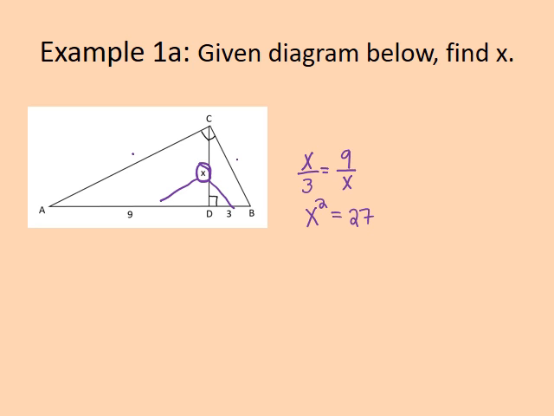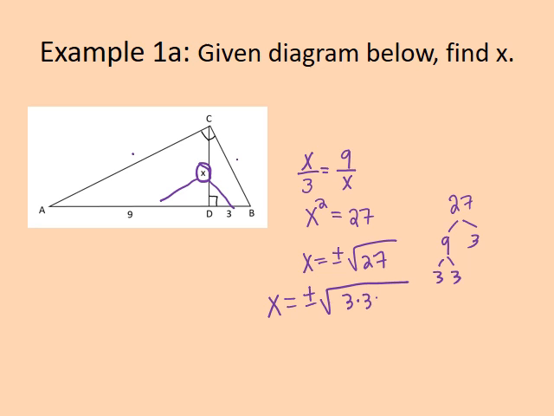Now we need to solve for x. So x equals plus or minus the square root of 27. Now we're going to break up the radical. This is where all the radical stuff comes back. So 27 is 9 and 3, and 9 is 3 and 3. So we have x equals plus or minus the square root of 3 times 3 times 3. A 3 is going to break out. So we have x equals plus or minus 3 root 3. Now, since x is a length of a side and lengths are always positive, our final answer is x equals 3 square root 3.